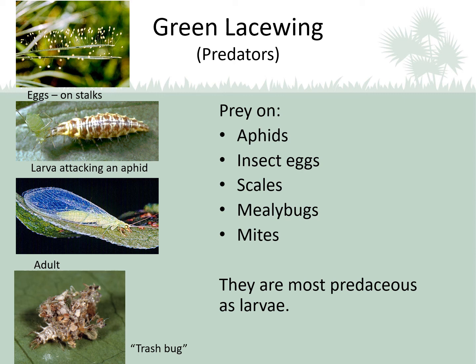We have the green lacewings, which are predators. Notice that their eggs are laid up on these stalks, and they're laid up on stalks because the male green lacewing likes to eat the eggs of the female. They prey on aphids, insect eggs, scales, mealybugs, and mites. And they are the most predaceous as a larva, and that's pretty true for most of these predaceous, desirable insects: the larva stage does most of the heavy lifting when it comes to eating and consuming detrimental pests, or for lack of a better term, insects.